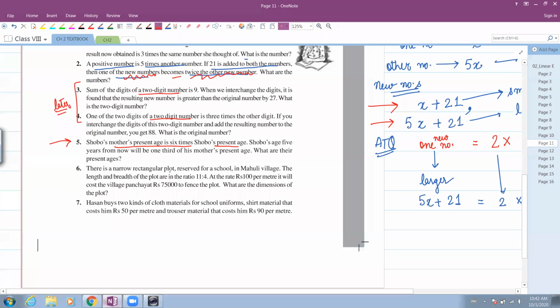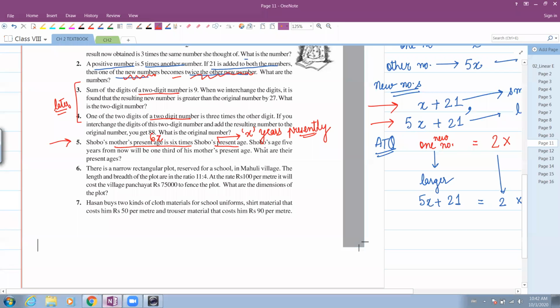So what I'm going to do is I'm going to start by assuming the age of that child at present. So at present, let us say that the child is x years old. The person whose name is Shobo here, let us say he is x years old at present. So what can you say about the mother's age? 6x. So the mother's present age will be 6x.